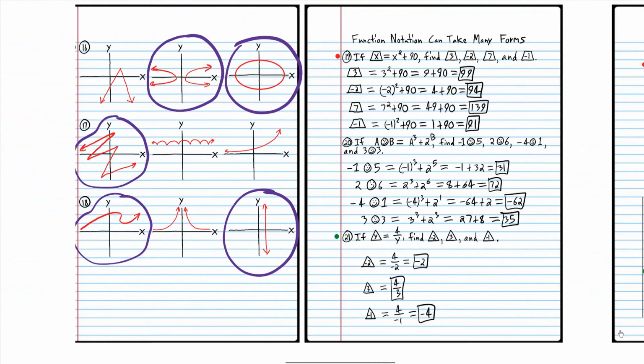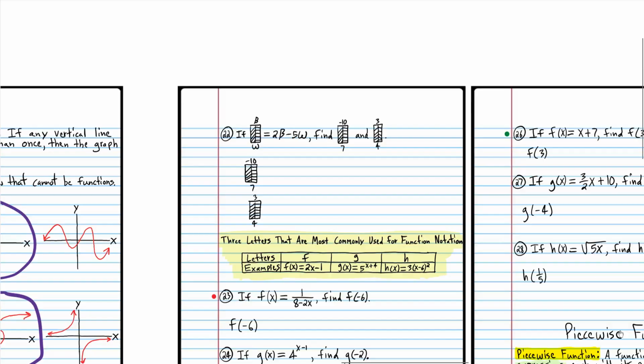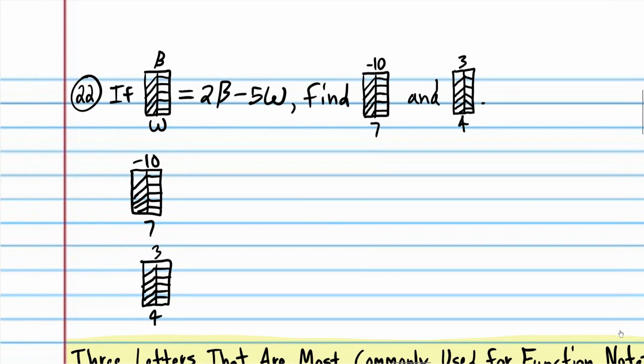Okay, so you may want to take a picture of the page at the right, and I want you to try number 22. Now we have 2 inputs. We have beta and we have omega. So you're going to plug in those numbers here. So try number 22. When you come back, we'll do it together.